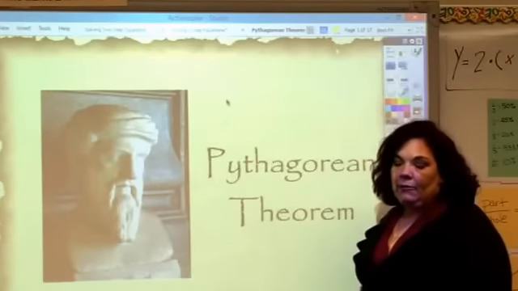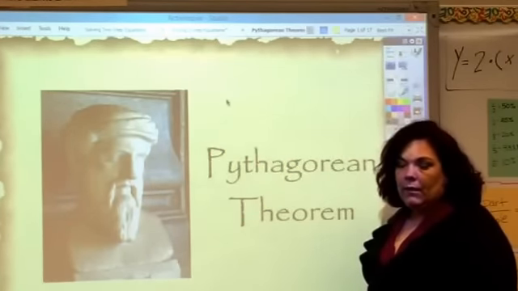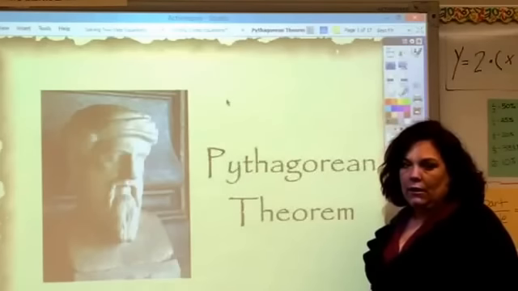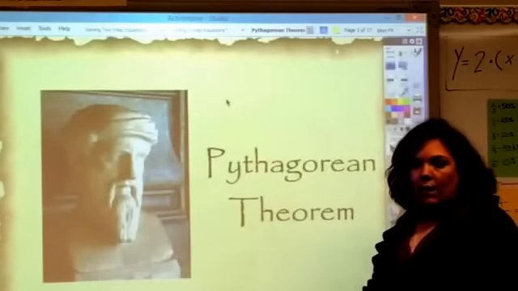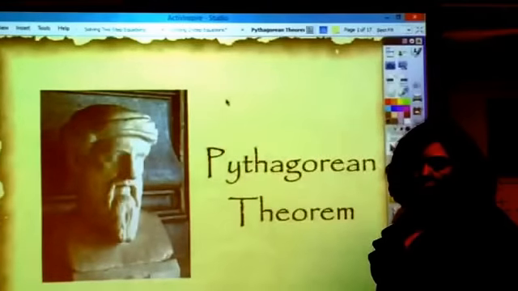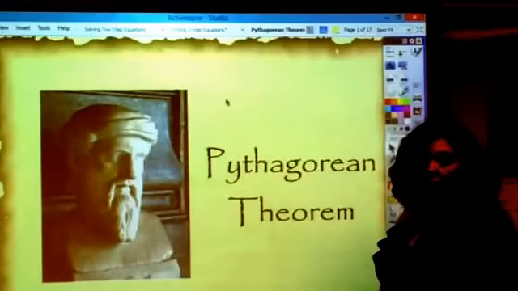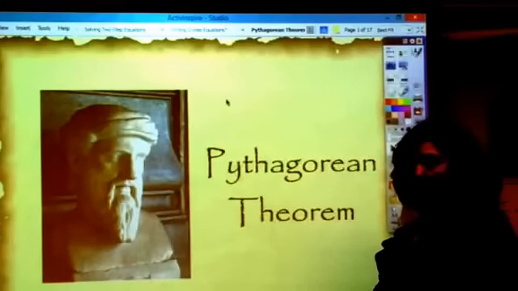This video is on the Pythagorean Theorem. Pythagoras was a mathematician who lived in Greece and Italy and a couple of other places, in a time when a lot of mathematicians were finding out things about numbers and relationships that would be the same.